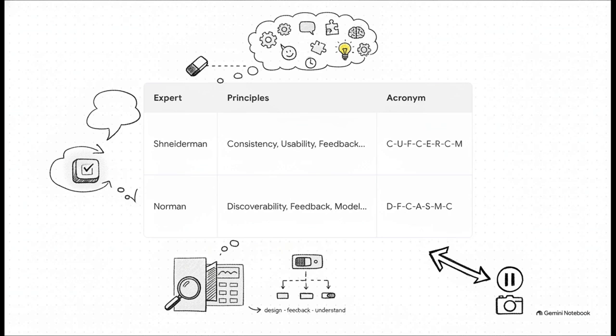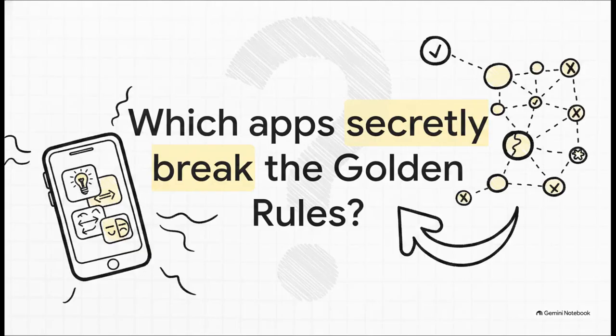For Shneiderman's 8 rules, think CUFCERCM. And for Norman's 7 principles, it's DFCASMC. It's pretty amazing how these dense, psychological design principles can be so neatly packed into something digestible. So now that you've peeked behind the curtain and can see the invisible matrix of UI design, you are never going to look at software the same way again.